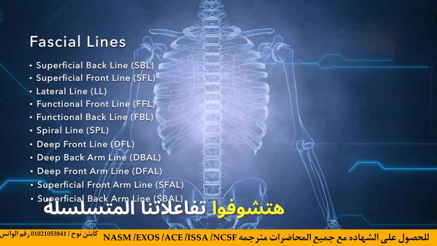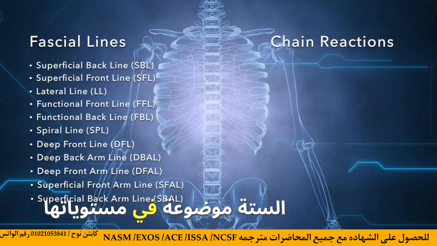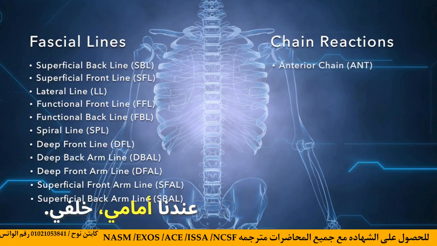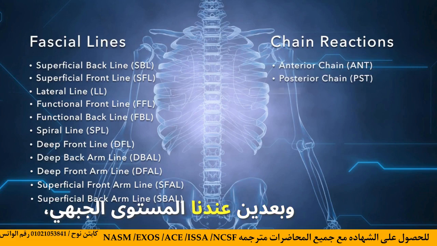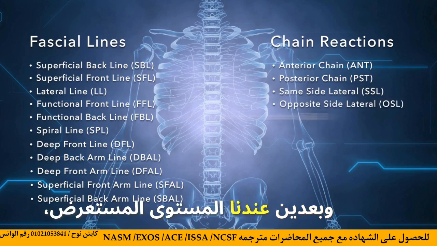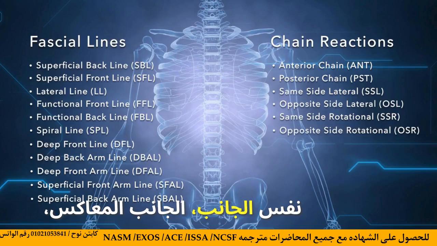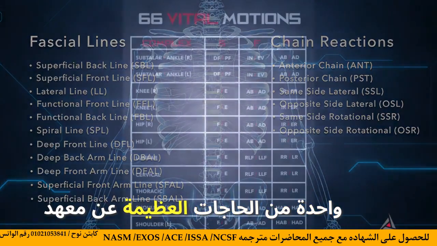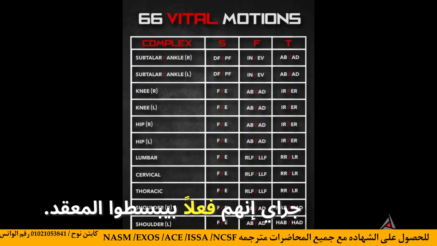Now, on the right side, you're going to see our 6 chain reactions put into their individual planes. First up is the sagittal plane. We've got anterior, posterior. Then we've got our frontal plane, same side, opposite side lateral. And then we've got our transverse plane, same side, opposite side rotation. Now, how on earth are we going to connect those things? One of the great things about the Gray Institute is they really do make the complex simple.